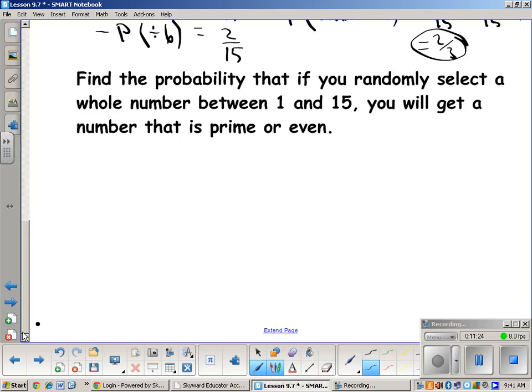Okay, find the probability that if you randomly select a whole number between 1 and 15, you will get a number that is prime or even. 2 is prime and even. 2 is prime and even, isn't it? Okay? So what's the probability I draw 2? So the probability that I get a prime and even.